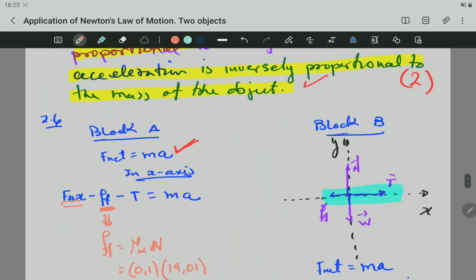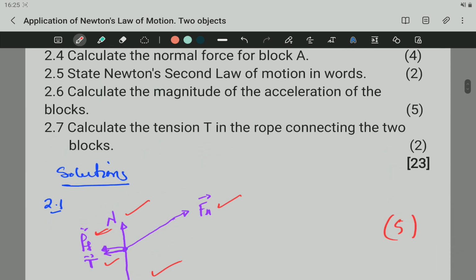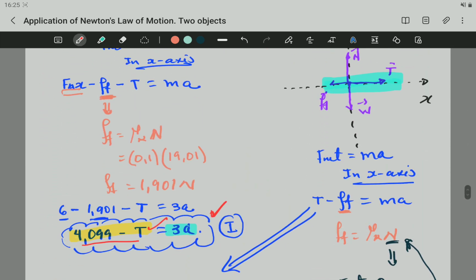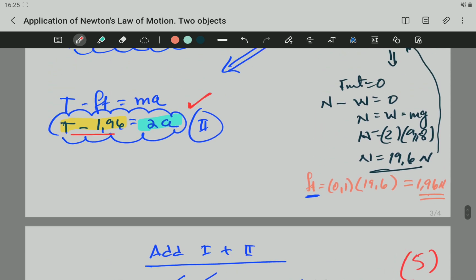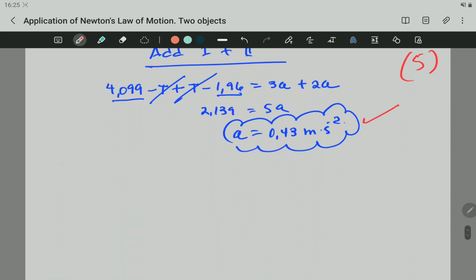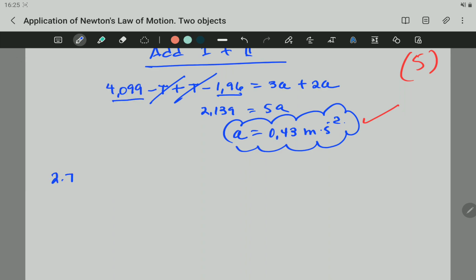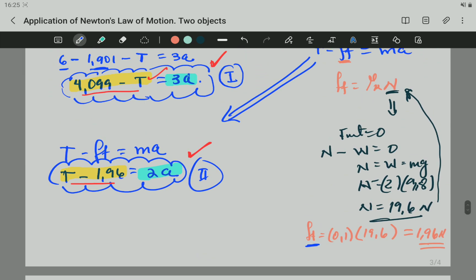And then, just to finish this question, it's been a little bit long, they say calculate the tension T in the rope connecting the 2 blocks. So all you have to do is to substitute the acceleration in either equation 1 or equation 2. This is question 2.7. So you either substitute acceleration in equation 1 or equation 2, and you will get the same answer. I'm going to use equation 2.